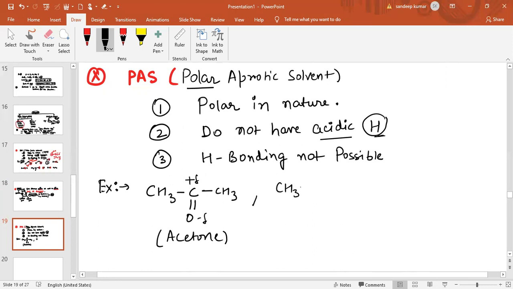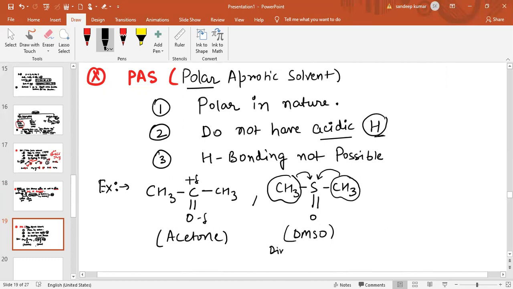Another polar aprotic solvent is DMSO. What is DMSO? Two methyls are there, therefore dimethyl. And these two methyl groups are attached on sulfur. Therefore, we call this dimethyl sulfoxide.